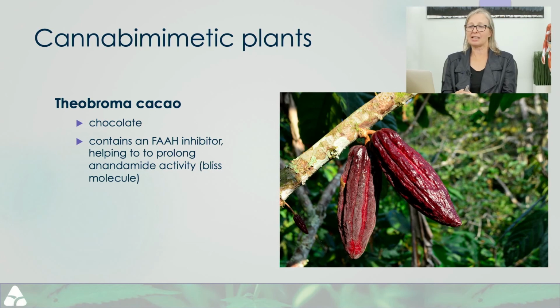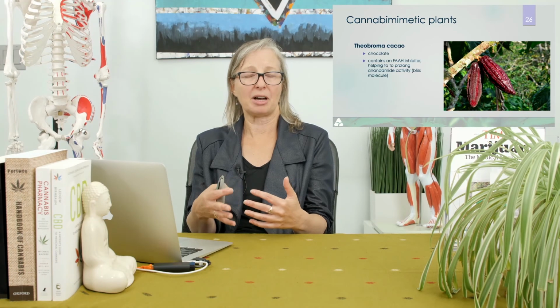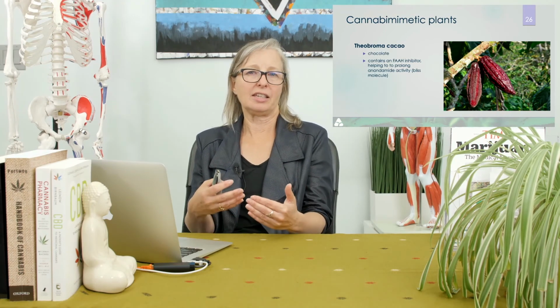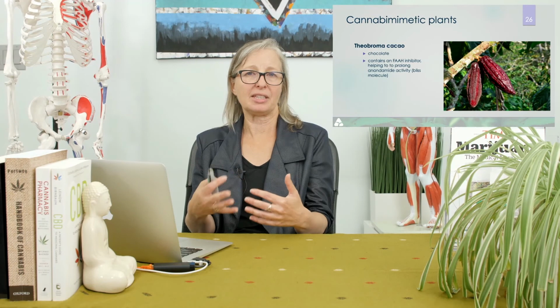This contains an FAAH inhibitor. Now remember, FAAH is that enzyme that will degrade the anandamide in the body, so that endocannabinoid that we just make, that bliss molecule, it will degrade that. So if we inhibit the FAAH, there's not enough in there to degrade the CBD-like activity that's going on with that.